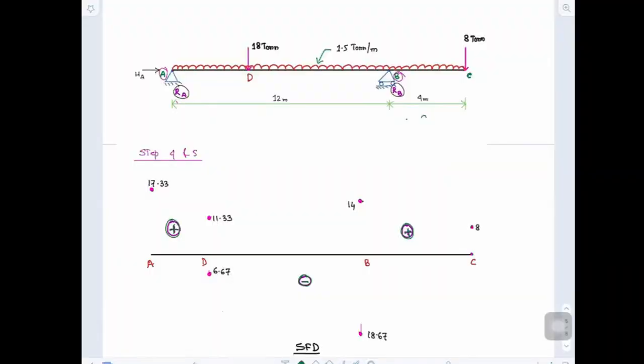Please look at your screen. Now on your screen you can see this is a beam where we have calculated RA in the upward direction. So this is my RA in the upward direction, and RB in the upward direction.